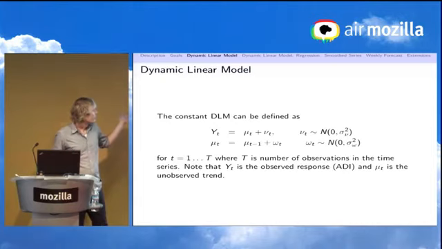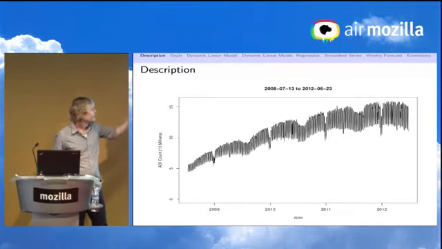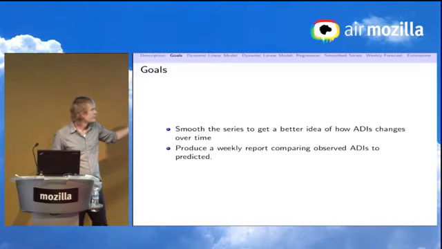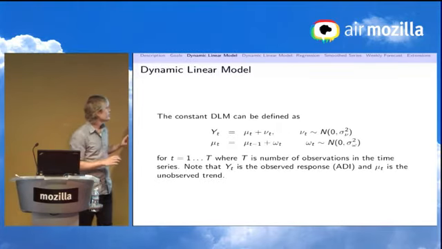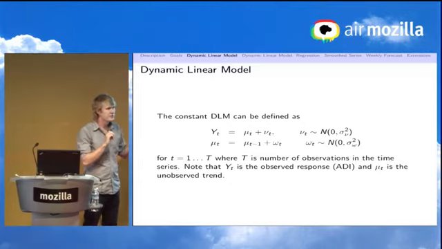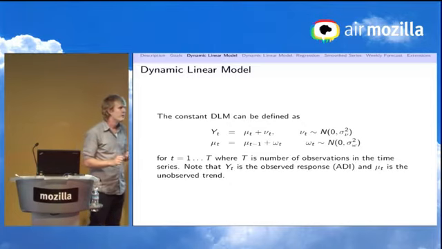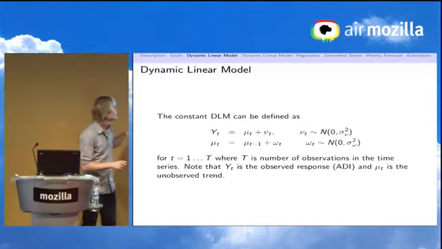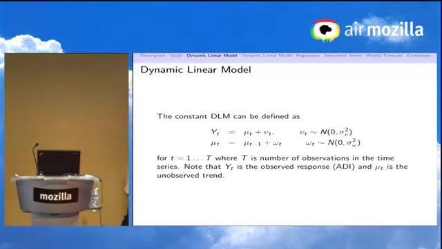So we want to model this. The first approach I was thinking of was assuming a dynamic linear model, and this is a constant dynamic linear model. What this basically assumes is that the response, which is the Y_t, is the actual observed ADI count at time t. So that's what we get to observe.